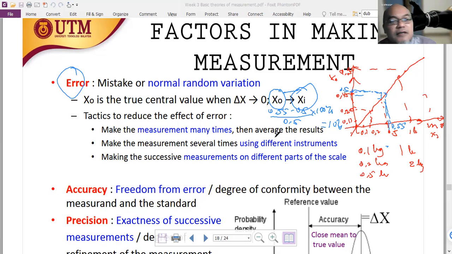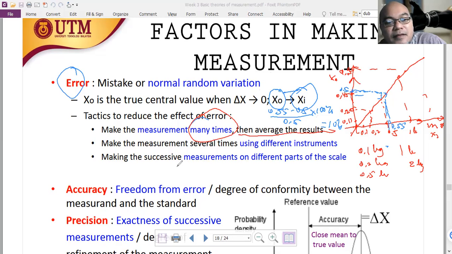To reduce this kind of error, random errors due to external vibration and the external environment, what you can do is measure many times, as many as possible. At least three, even though three is the very minimum, just to be able to fit into the standard deviation formula. But if possible, measure more than three: 5 times, 10 times even. After that, average the results.